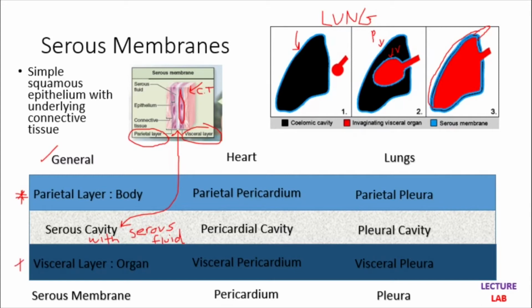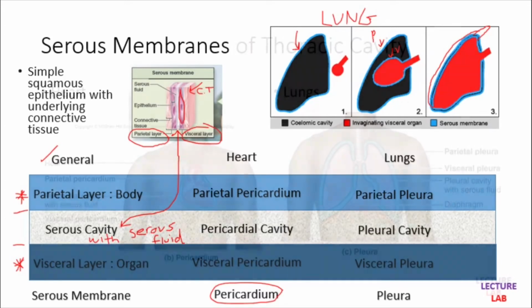We're going to name 3 different serous membranes. One is the pericardium. Then we know we have 3 layers to a serous membrane. So the pericardium will say parietal pericardium, pericardial cavity with pericardial fluid, and visceral pericardium.